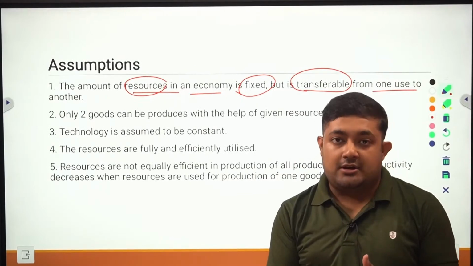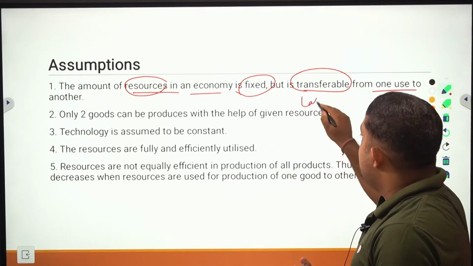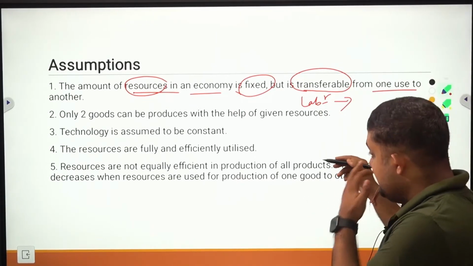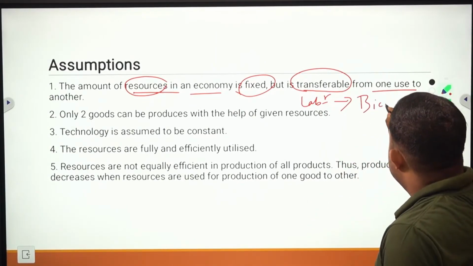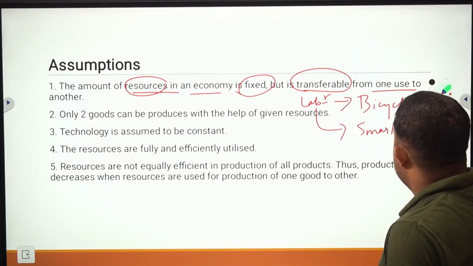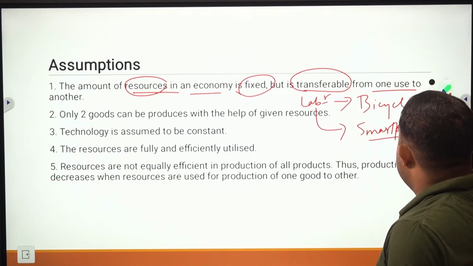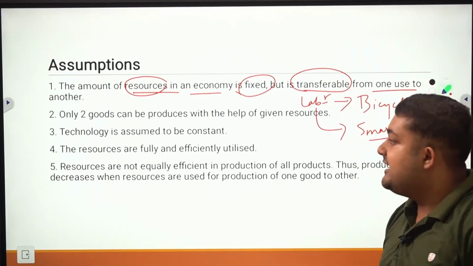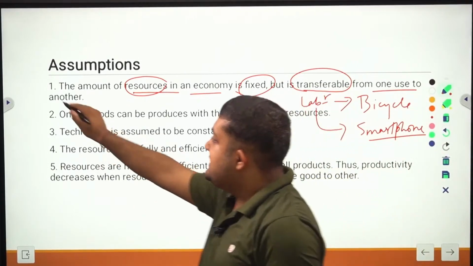For example, labor. Suppose labor is producing a bicycle, then the same labor we can use for smartphone production as well. This is a basic example which I have given to you. So this is the first assumption.